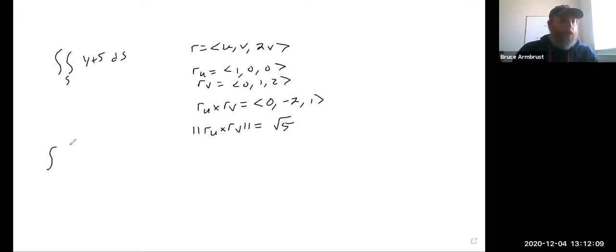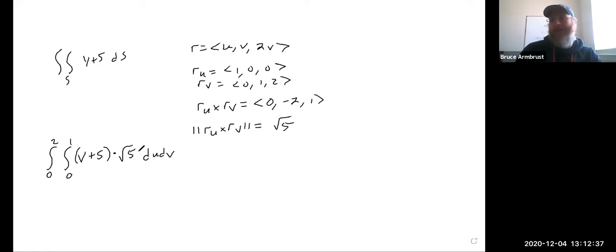So this integral then becomes the integral of v plus 5 times the square root of 5, and then this is going to be du dv. Now, we were also told that the u's go from 0 to 1 and the v's go from 0 to 2. So it's really important that you put this Jacobian in.